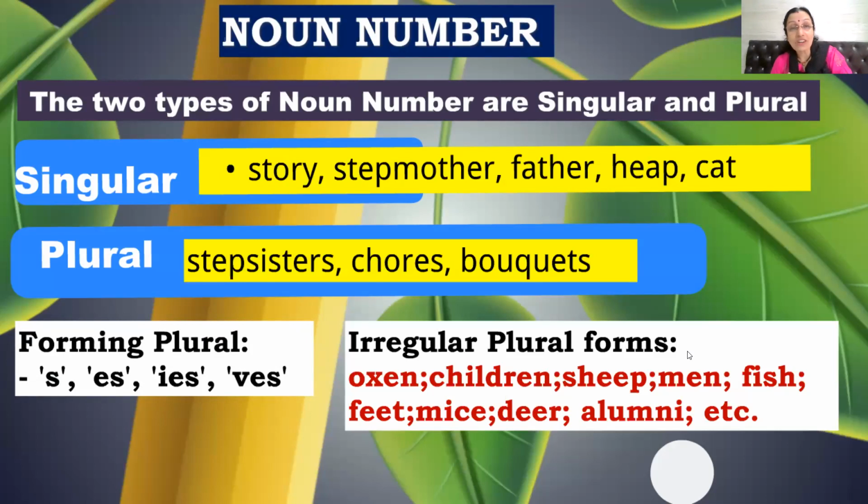Also, there are irregular plural forms. This is important. We don't say oxes, we say oxen. Child is children. Sheep, sheep. Man, men. Fish, not fishes. Plural of fish is fish. They say, we saw so many fishes, there were so many fishes in the market. Wrong. A lot of fish in the market. Check that. Foot, feet. Mouse, mice. Deer, deer. Alumni.